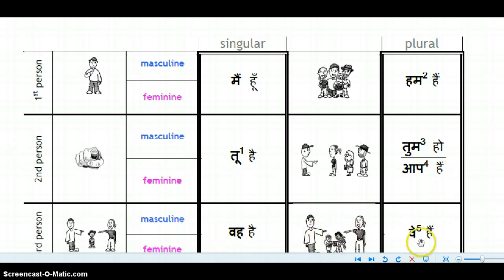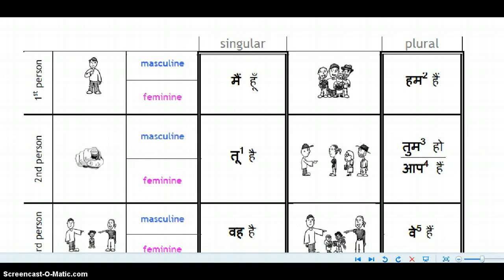Third person, they "hain" (they are), is actually also used for the third person singular sometimes, out of respect. So if you want to show some respect for a person, even if you're talking in the third person, you might want to use the plural. Alright, so now we know all the present tense of hona. मैं हूँ, तू है, वह है, हम हैं, तुम हो, आप हैं, and वे हैं.